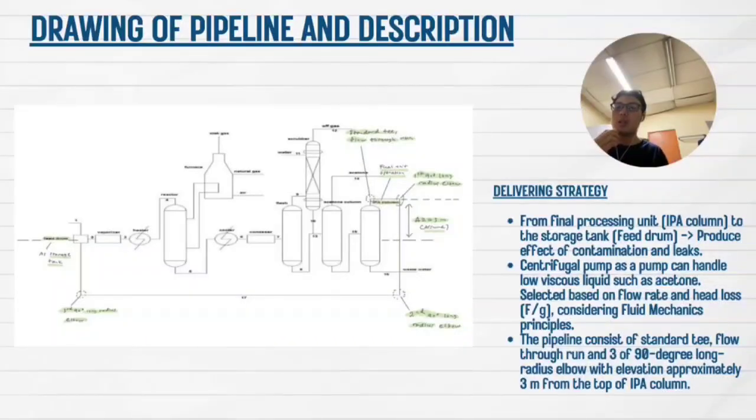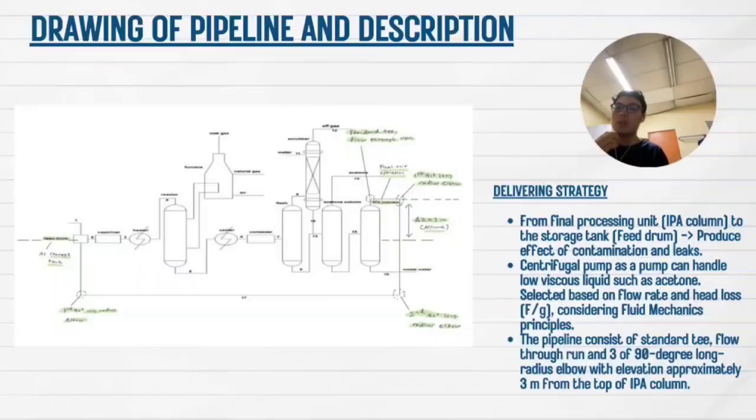We go further to the delivery strategy for the pipeline system. We choose the IPA column to feed drum as our storage tank. The transportation involved can produce contamination and leaks that need to be handled to avoid damaging the equipment and contaminating the environment. To prevent this, we have selected the centrifugal pump since it has high efficiency to handle acetone, which is a low viscosity liquid, and we also rely on the flow rate and head loss obtained from the friction loss, considering fluid mechanics principles including Bernoulli and the energy equation.